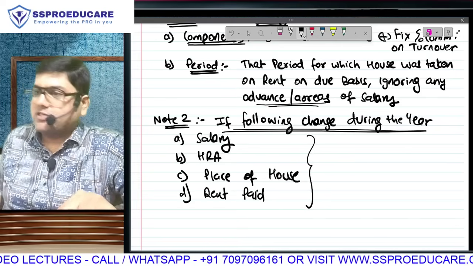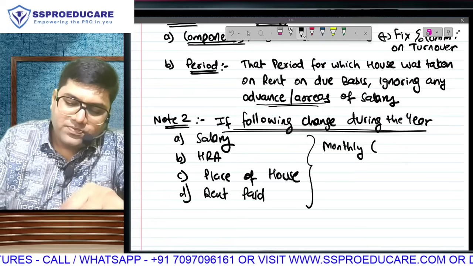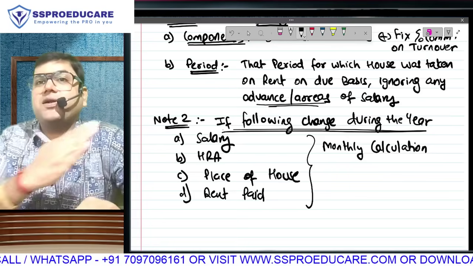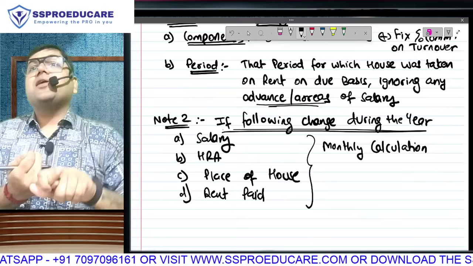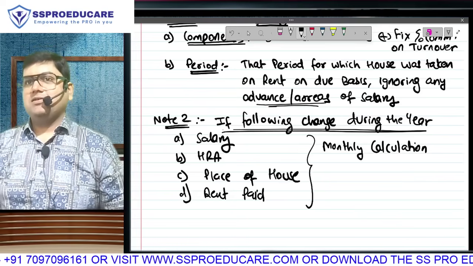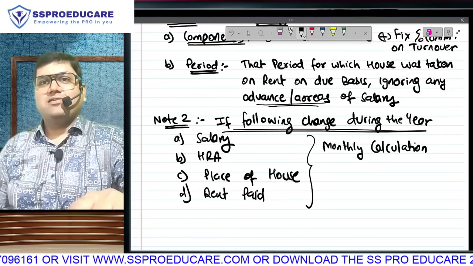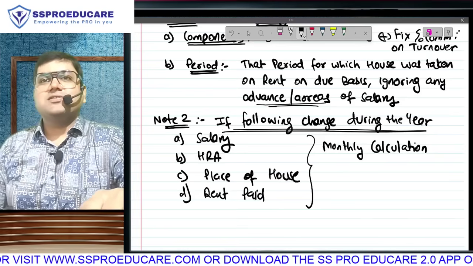If the following change during the year, you will have to do a monthly calculation. You will have to segregate, separate that month. Means you will take April's HRA, April's 50% or 40% of salary based on April's place, April's rent paid minus April's 10% of salary. And like this you will have to make 12 calculations.